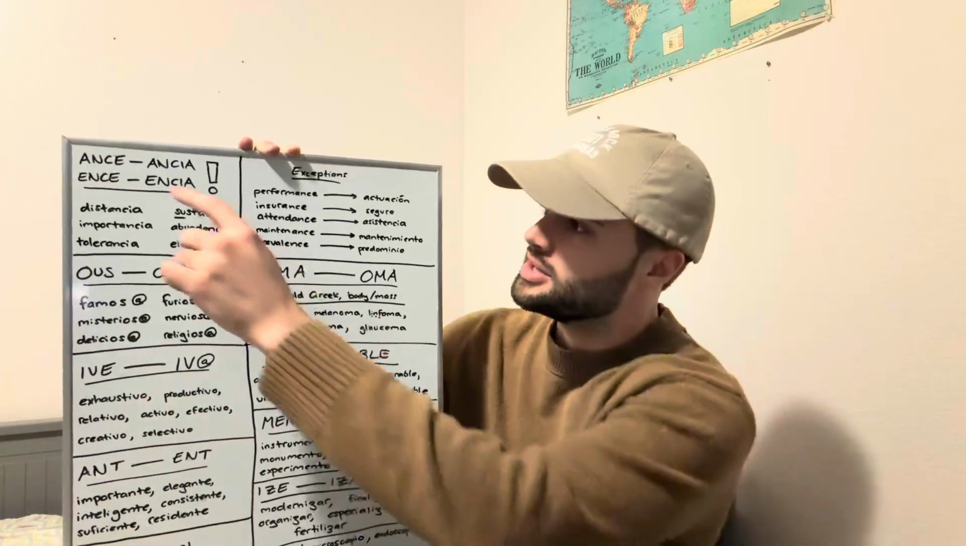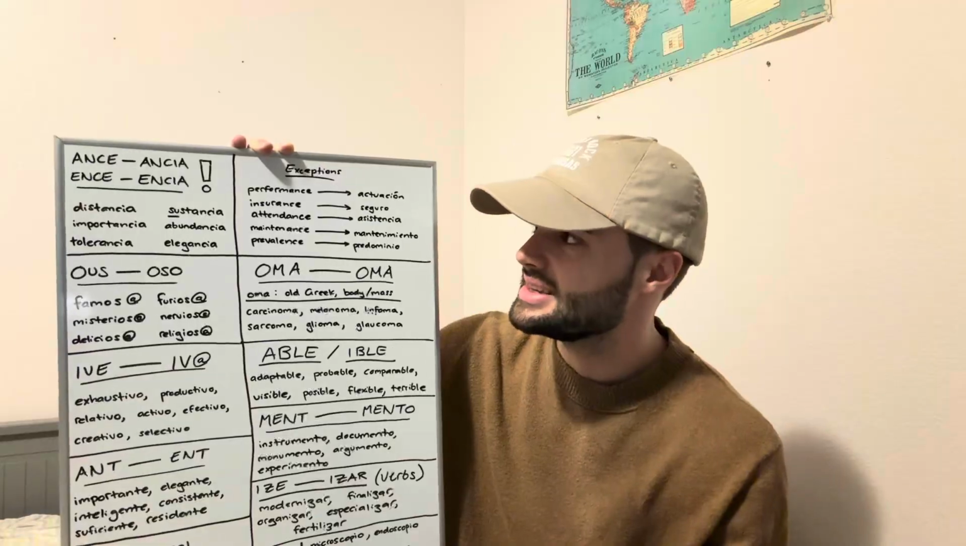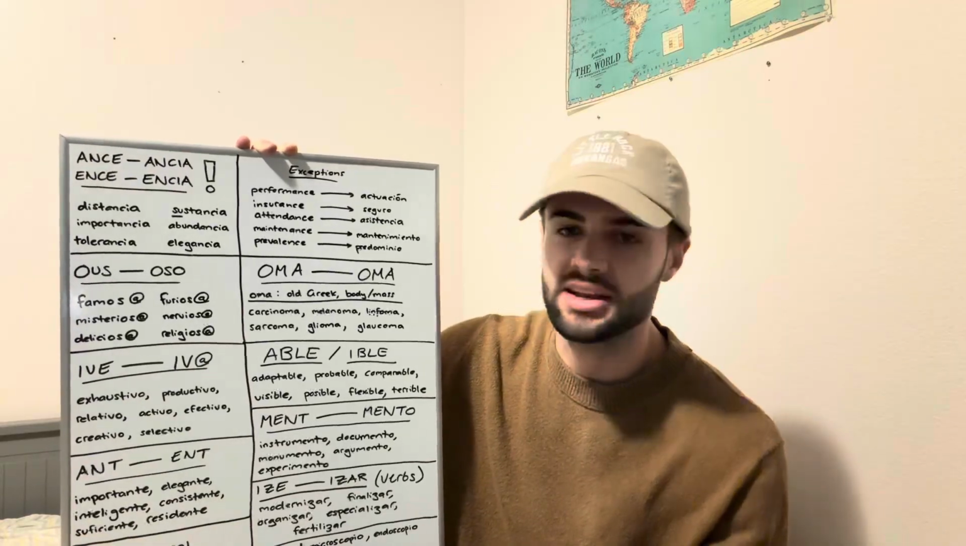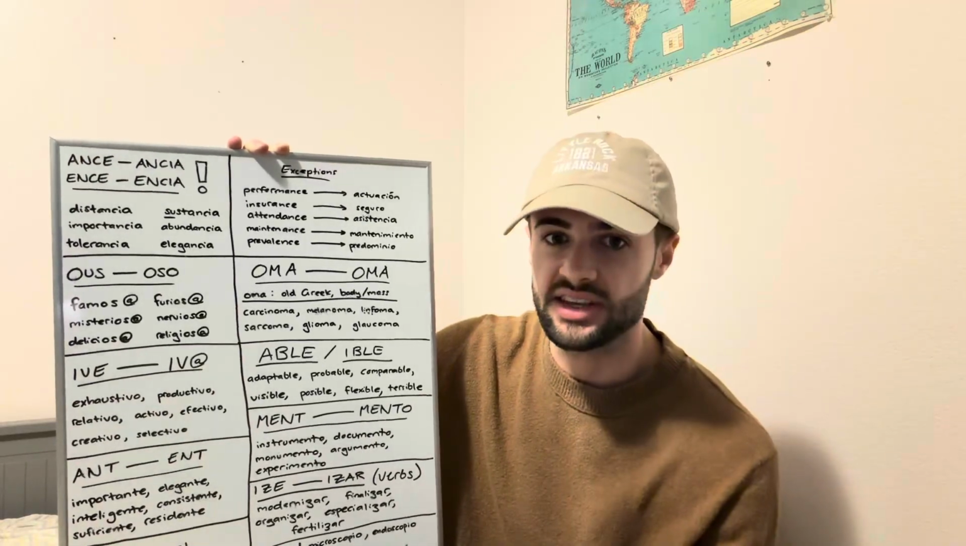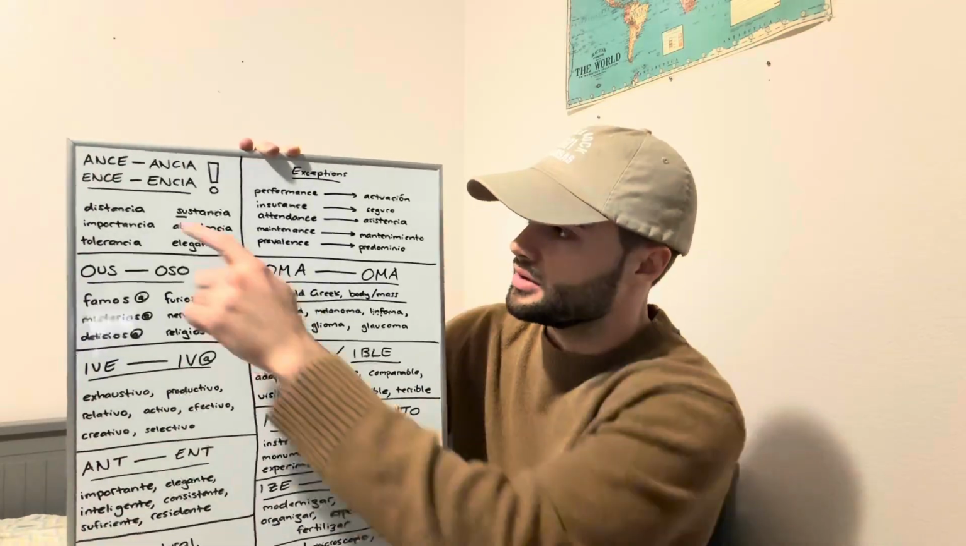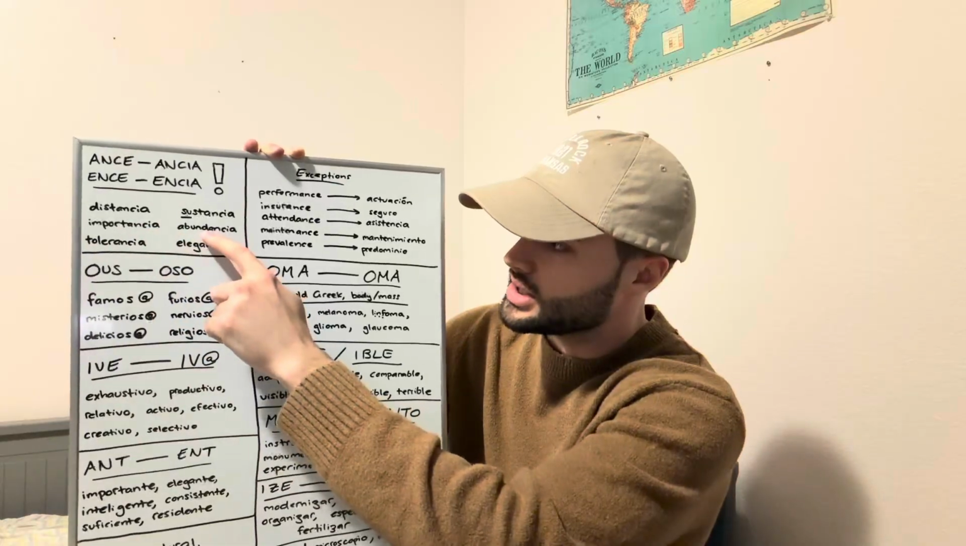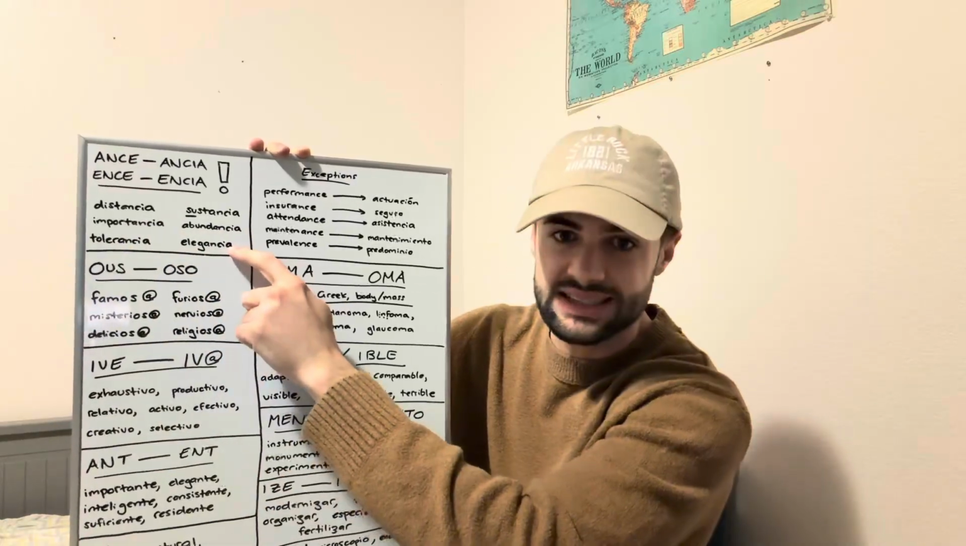But let's start. So this one is words in English that end in ANCE or ENCE, and they end up in Spanish as ANCIA or ENCIA. So examples, we have distancia, sustancia, importancia, abundancia, tolerancia, elegancia.